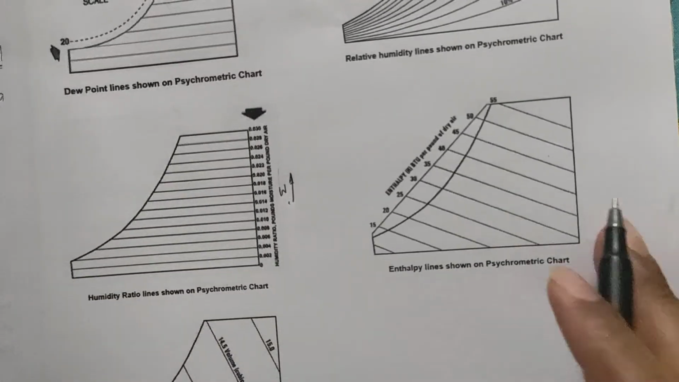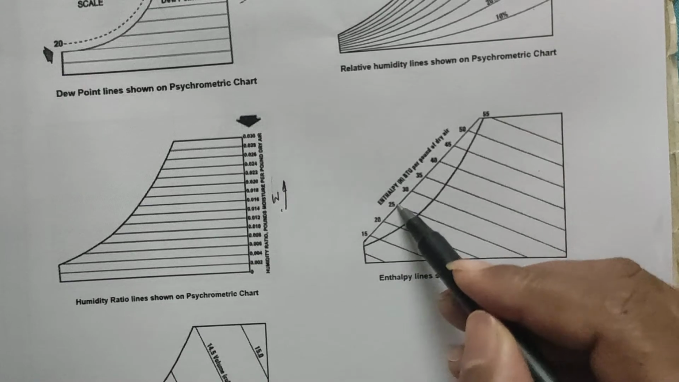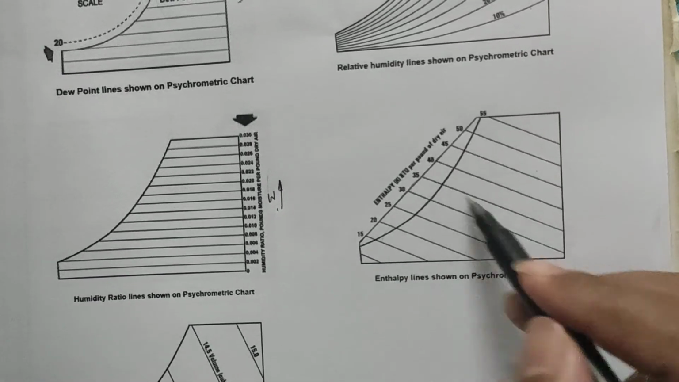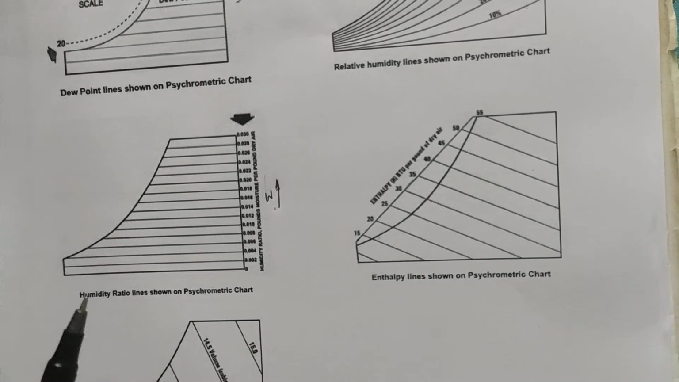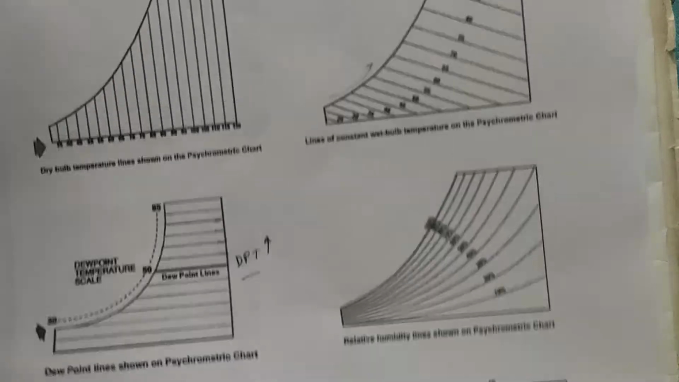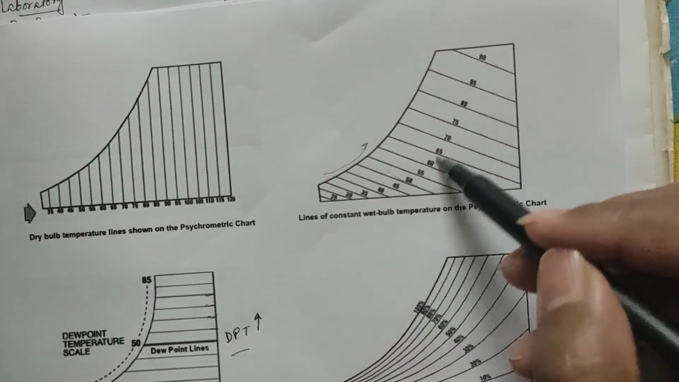Now this one denotes the enthalpy scale. This one is the enthalpy scale. So all enthalpy lines are inclined. Now if we look at these enthalpy lines, there is a similarity between this constant enthalpy line and this constant wet bulb line, but the scales are different.